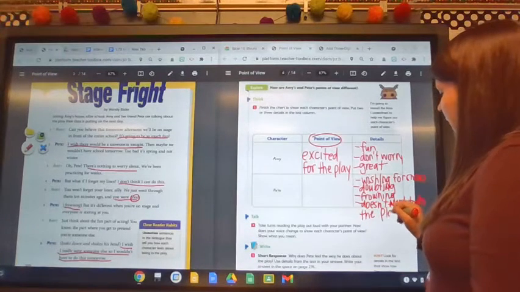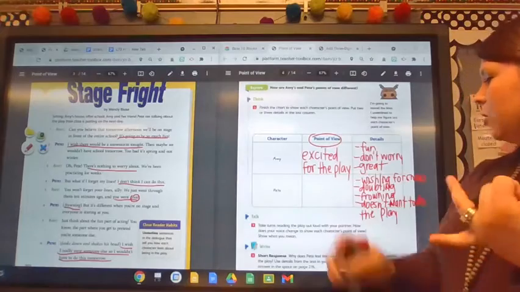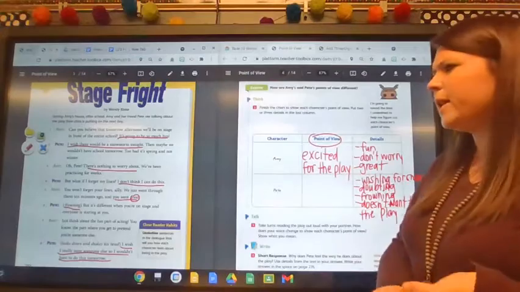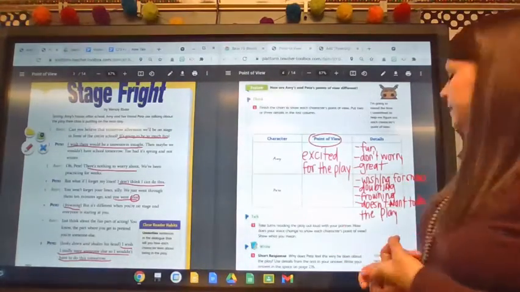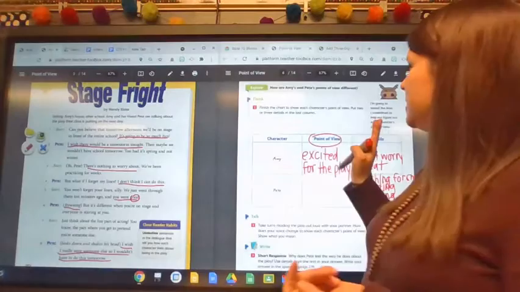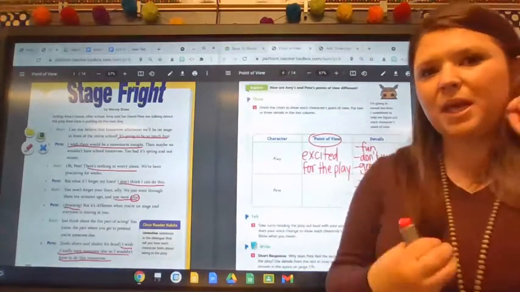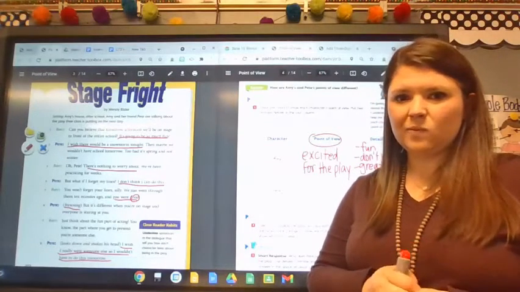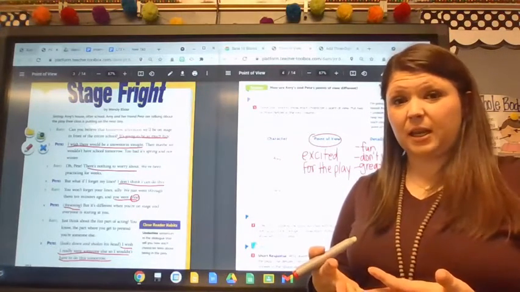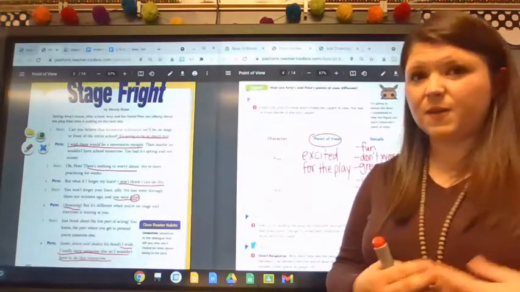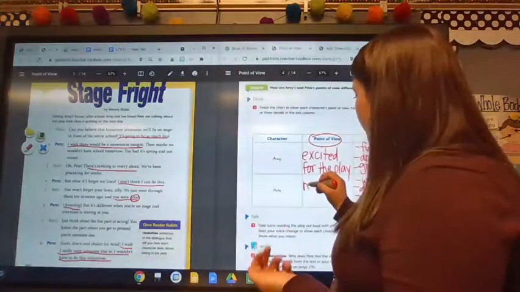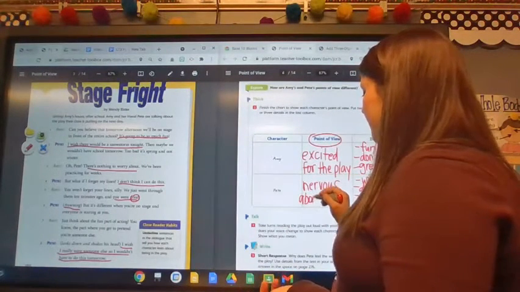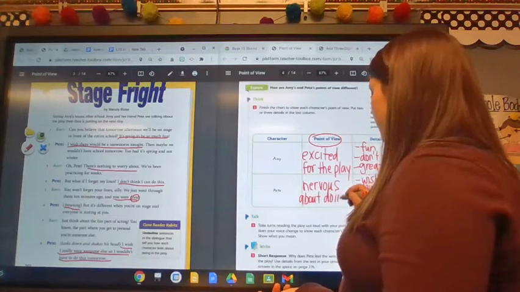All right. So we know that he's wishing for snow. He's doubting himself. He can't do this. He's frowning when he's saying these things. And he doesn't want to do the play. So what is his point of view? How is Pete feeling about the play? He's nervous, isn't he? He's not wanting to do the play. So Pete's point of view is he is nervous about being in the play or about doing the play.